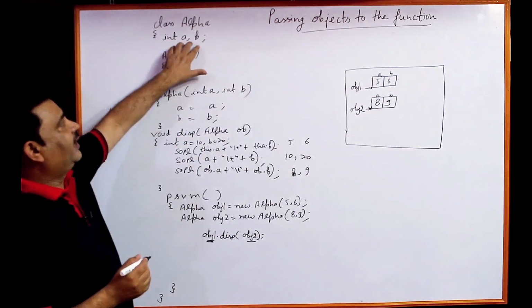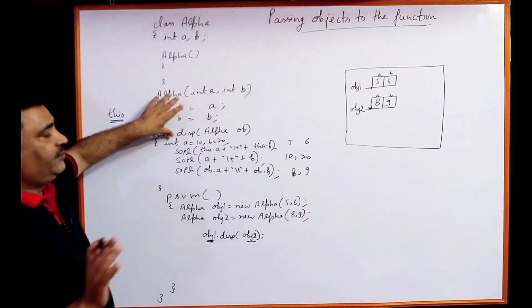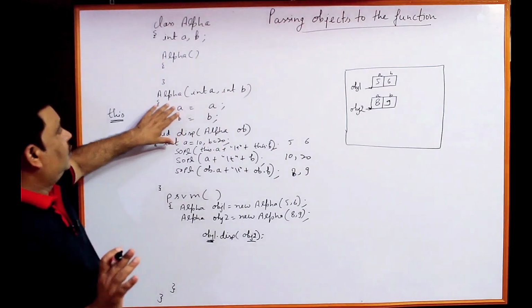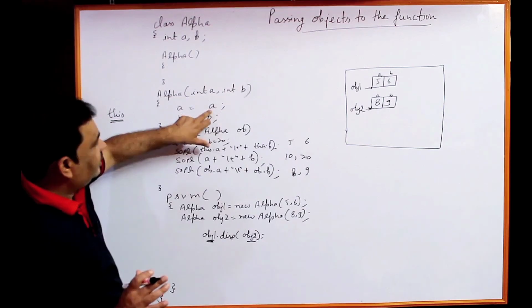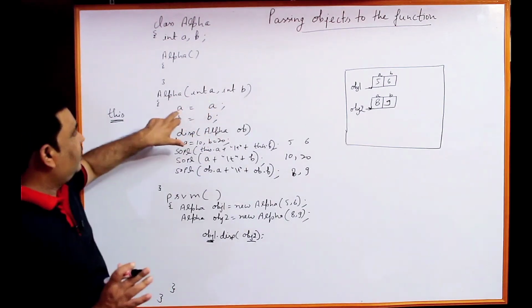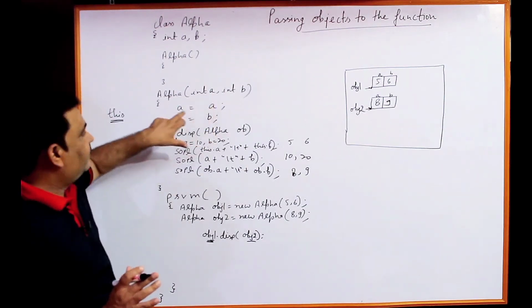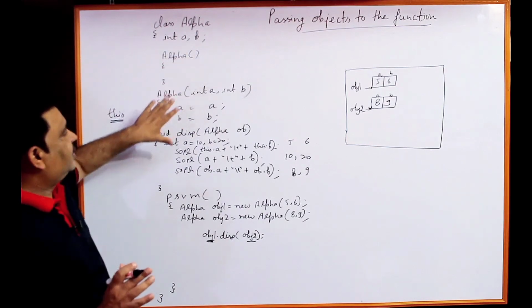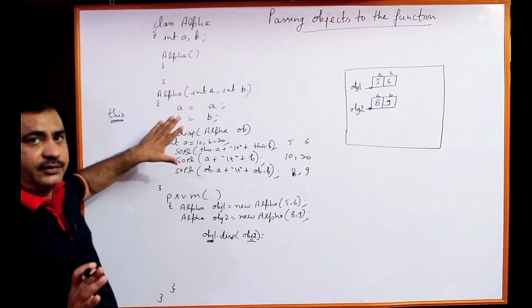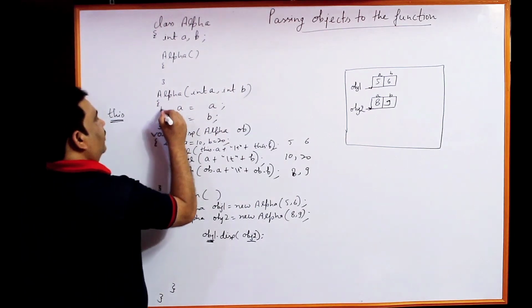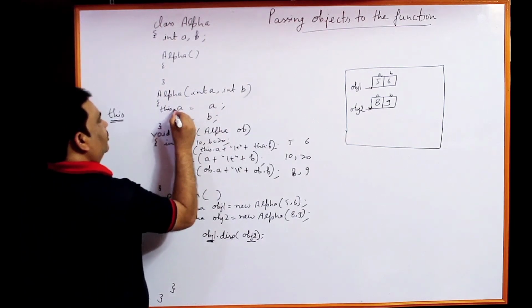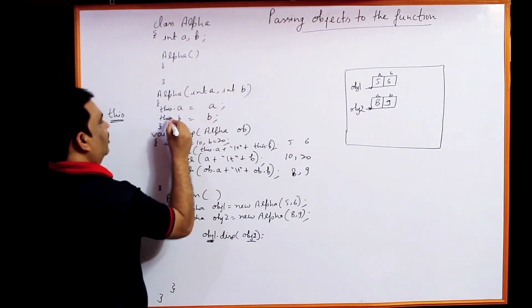The scope of these data members will be removed. So a equal to a means we are supplying the value of this a to this a, both a are the same. The scope of the data members is now overridden, it is removed. So here also if you want to access data members, then use this dot a, this dot b.